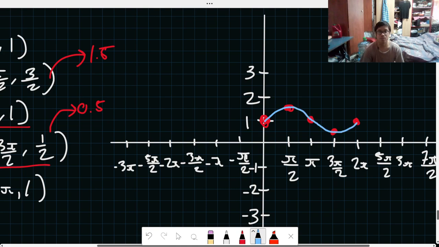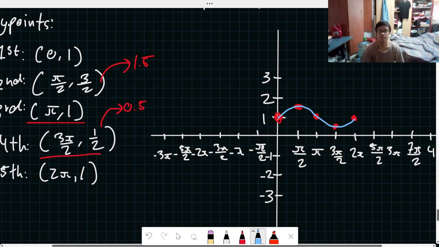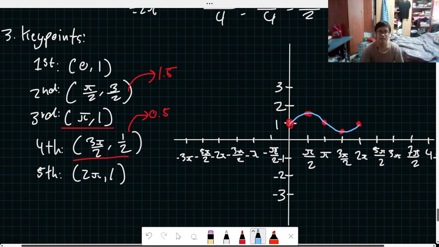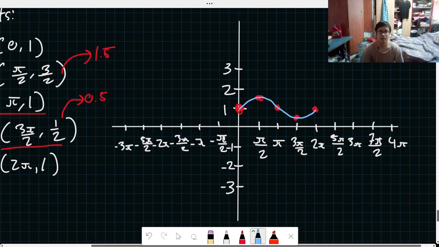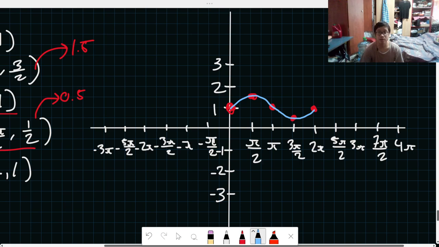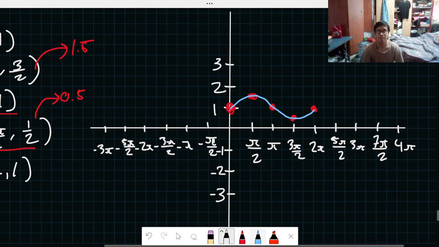That's it. Okay. It's small, but that's the correct way for you to graph it. Then the last step is you extend it. Okay? You extend it. So here, if you're going to extend it, as always, I follow the pattern. So here it's up, middle, up, middle, down, middle.